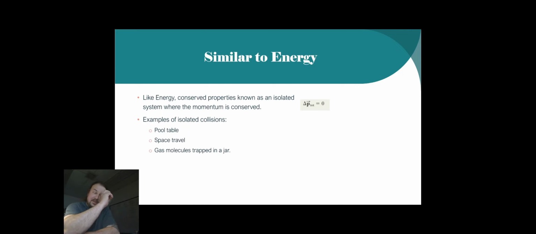Those objects interact with each other, but it's basically frictionless. Technically, you have to want it to be absolutely frictionless in order for it to be isolated, but you can kind of get the idea that a pool table is so small that they're using it as a frictionless surface.